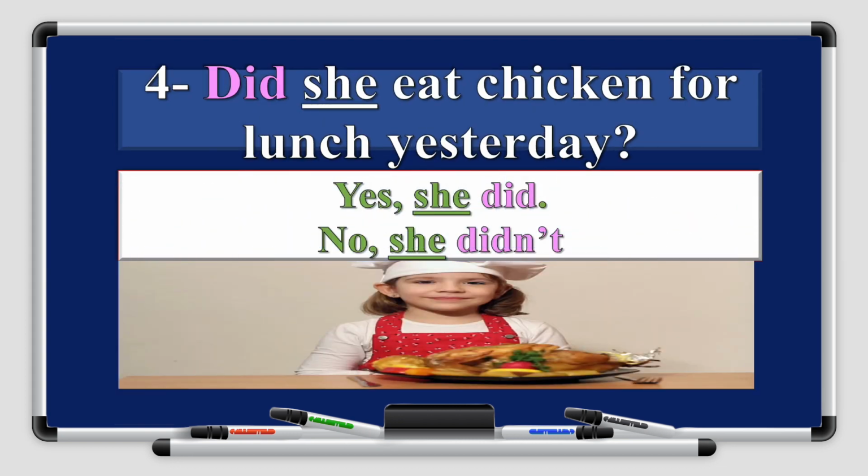Did she eat chicken for lunch yesterday? Yes, she did. No, she didn't. Again, the question here started with did. We have the pronoun she, so when we answer the question, we're also gonna use she. Did she eat chicken for lunch yesterday? Yes, she did. No, she didn't.